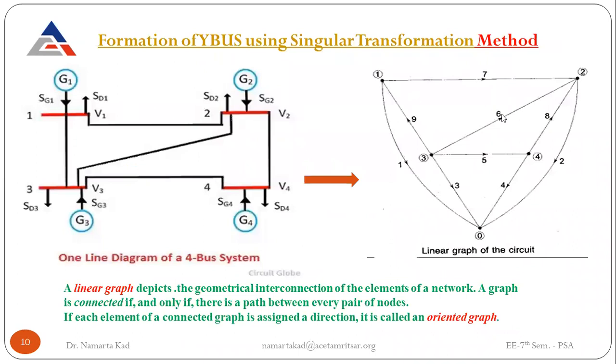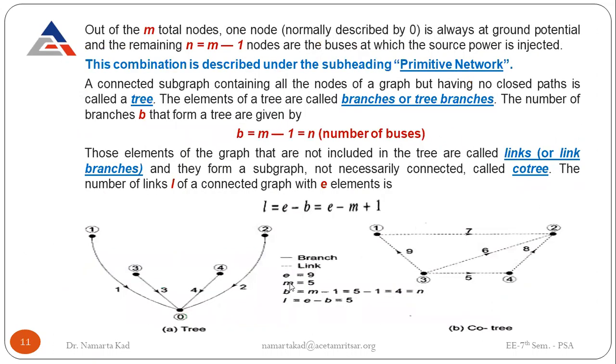From this linear graph. The first step is to convert this network one-line diagram into the linear graph and count all the elements, like 1, 2, 3, 4, 5, 6, 7, 8, 9. Or you can count all the connections between the nodes. So the number of elements is 9. So here is the final notation: E equals 9 as seen from the linear graph.